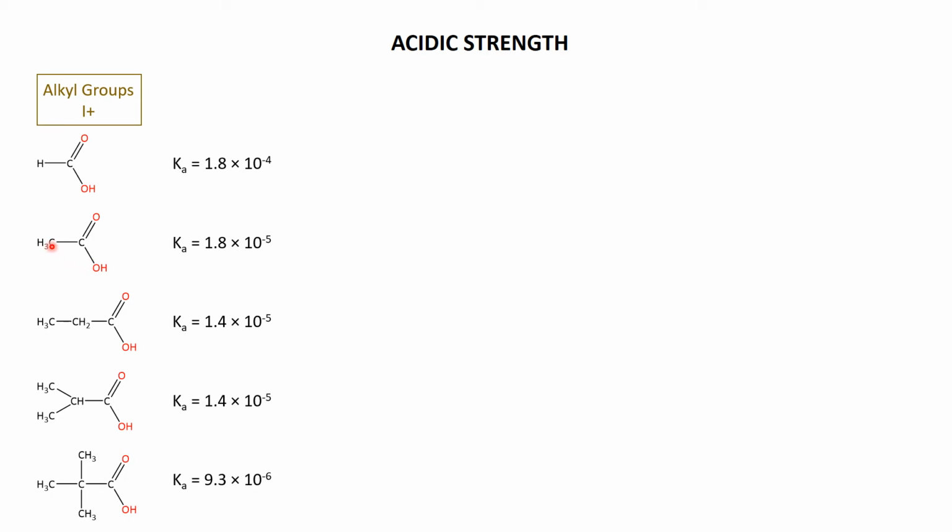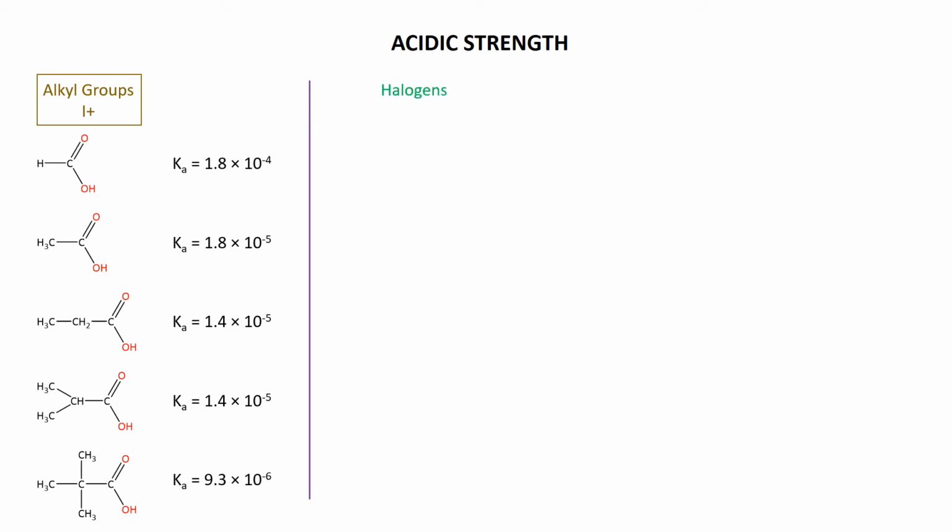The more electrons pushed towards the carbon, the weaker the acid is going to be, because the more electrons that are pushed towards the carbon, the less it's going to want to have another electron in there because of the hydrogen that goes away. So alkyl groups added on make the acid weaker than formic acid.